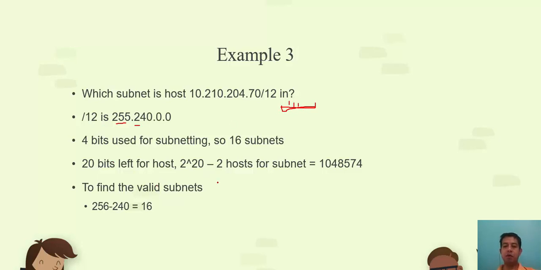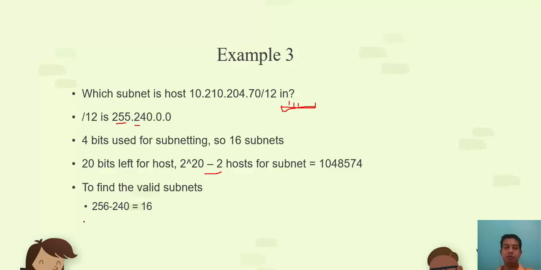So how many computers can I connect? I can connect 2 to the power 20 minus 2 hosts. Remember, this minus 2 would always be there. So if you are asked a question about how many hosts can be connected, the number of hosts is always 2 to the power the number of bits available for the host, minus 2. All zeros are not allowed, and all ones is the broadcast address. So this many hosts can be connected.